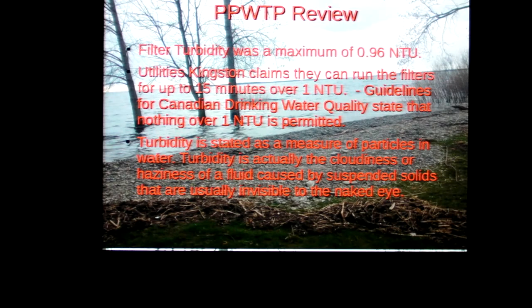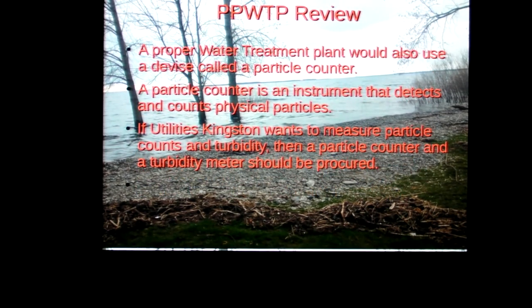And the definition of turbidity, if you go back to what they wrote there, they state it's a measure of particles in water. So turbidity is actually the cloudiness or haziness of a fluid caused by suspended solids that are usually invisible to the naked eye. So a proper water treatment plant would also use a device called a particle counter. A particle counter is an instrument that detects and counts physical particles. If Utilities Kingston wants to measure particle counts and turbidity, then a particle counter and a turbidity meter should be procured. And they could also put in the annual report these particle count data, right?